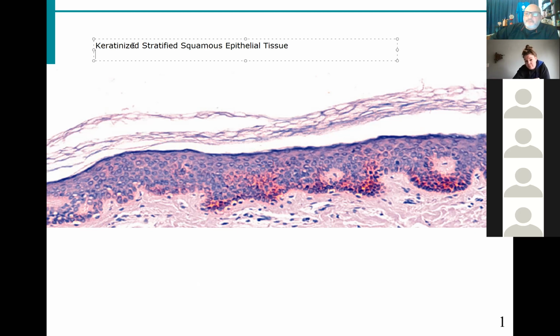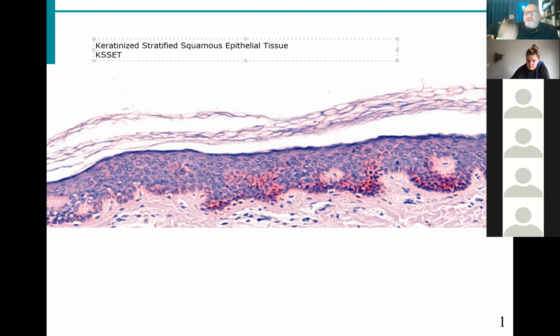You kiss it with honor. You kiss it. Keratinized, stratified squamous epithelial tissue. When someone presents their skin to you, their keratinized, stratified squamous epithelial tissue, you kiss it.